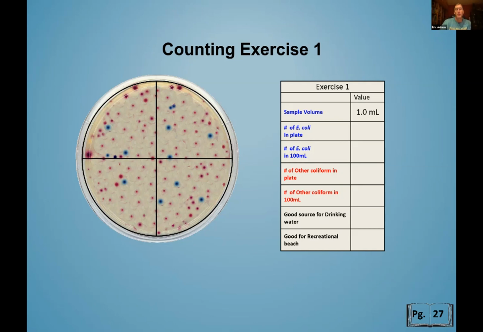So if there's 12 in the plate, and our sample is 1 milliliter, what's the level per 100 milliliters? 1200. Right. So we have 1200 CFU, colony forming units, in 100 milliliters. So definitely not safe. Bad.